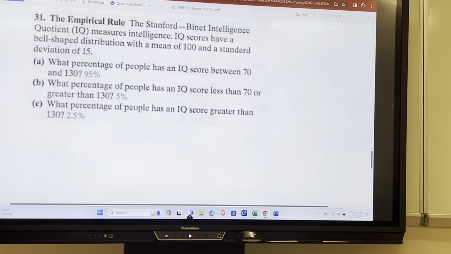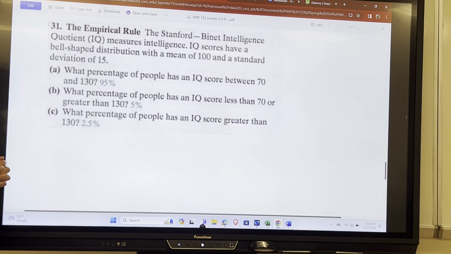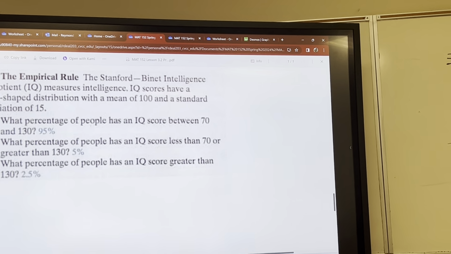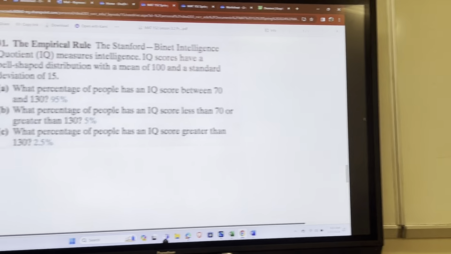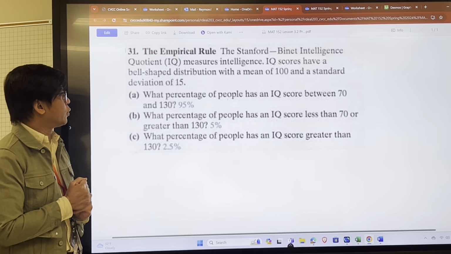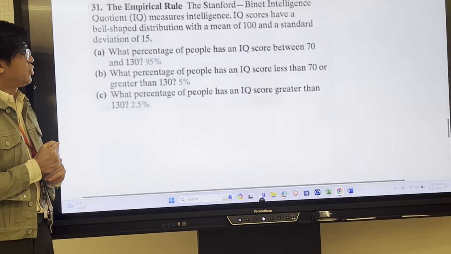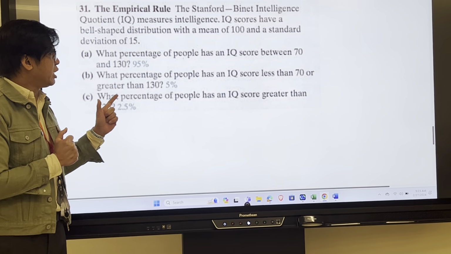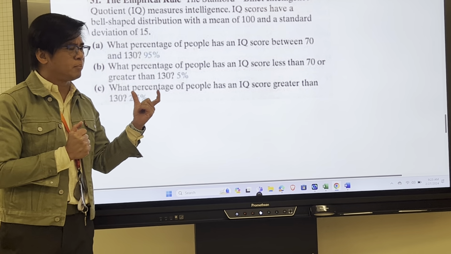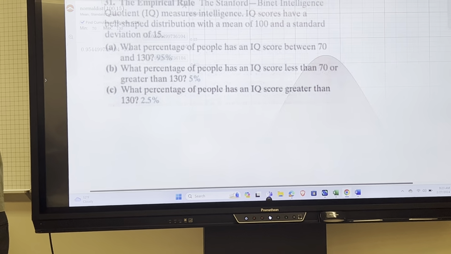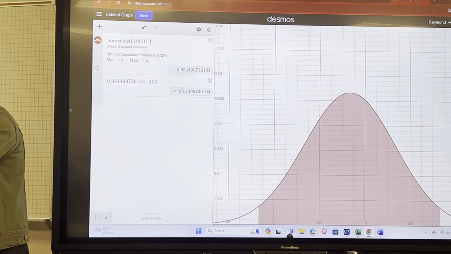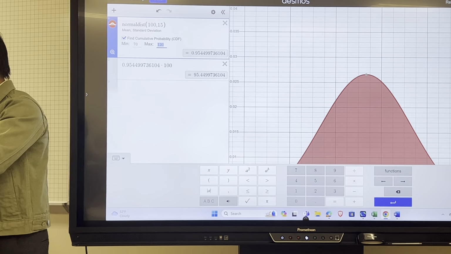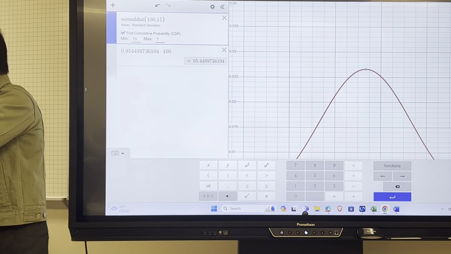What percentage of people has an IQ score less than 70 or greater than 130? Okay, less than 70 or greater than 130, right? So how do we do that one? As we may notice in here, there are two things for that. First one, it says what? Less than 70, right? So if it's less than 70, then I would put in the following.